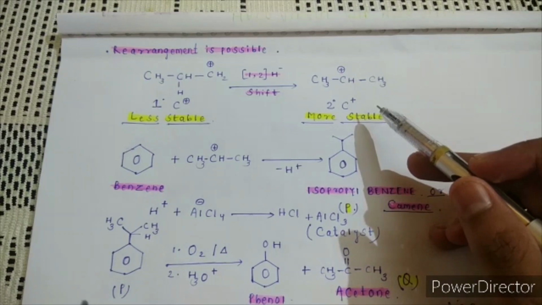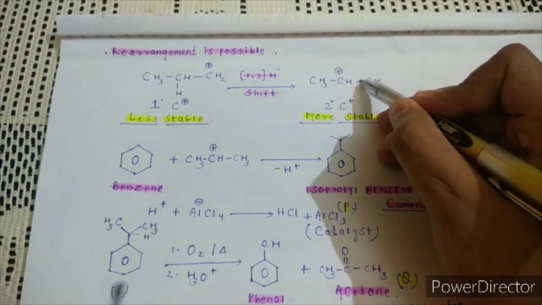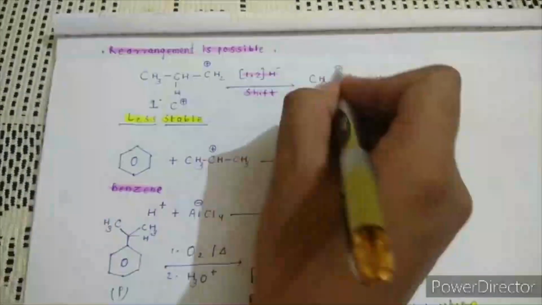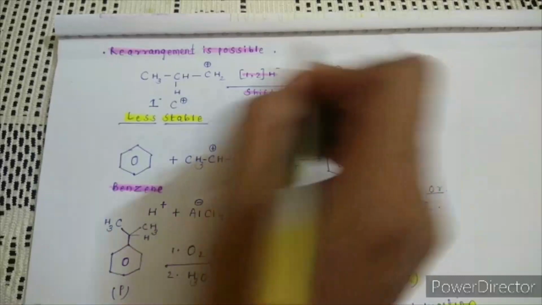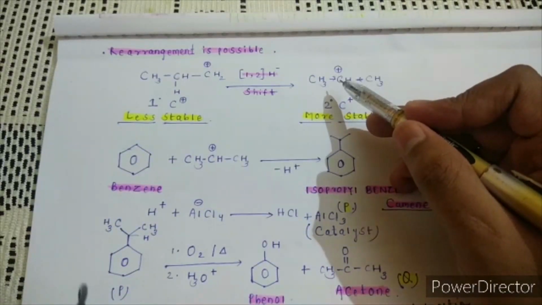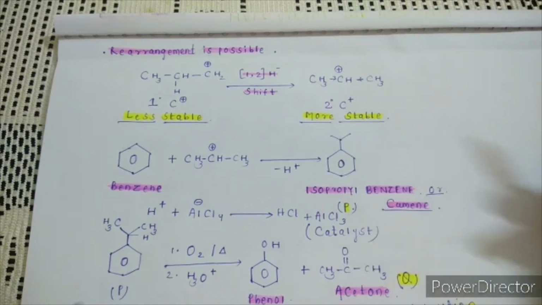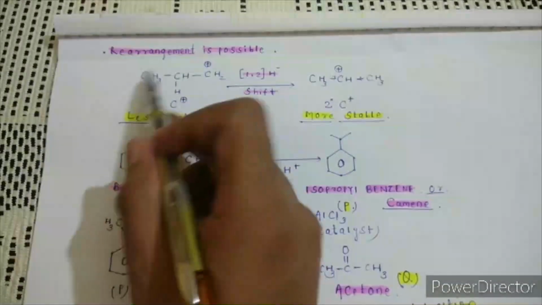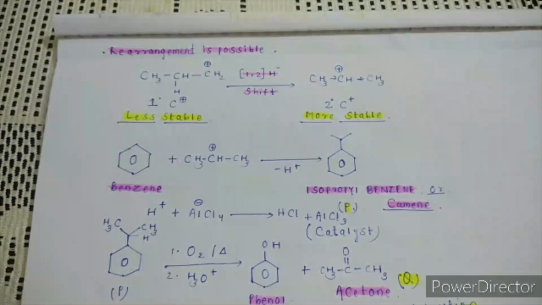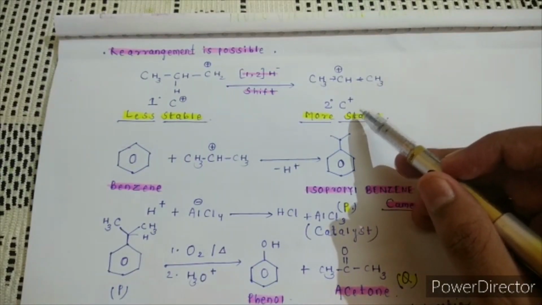and you know that the 2 degree carbocation is more stable than the 1 degree carbocation. The reason is what? In 2 degree carbocation, here 2 alkyl groups are there. How many alkyl groups? 2 alkyl groups are present, and 2 alkyl groups means 2 methyl groups. They will donate the electron to this electron deficient carbon, and hence it increases the stability. But here you look, in case of 1 degree carbocation, there is only 1 alkyl group. So this is not that much stable as compared to 2 degree carbocation. Hence 2 degree carbocation is more stable than the 1 degree carbocation.